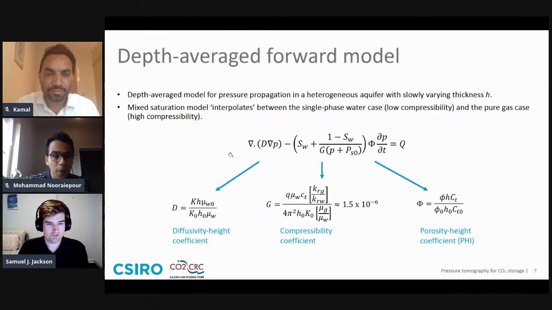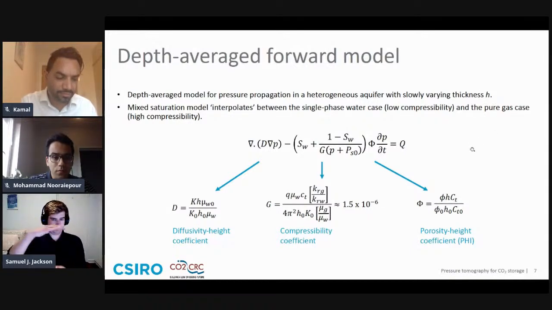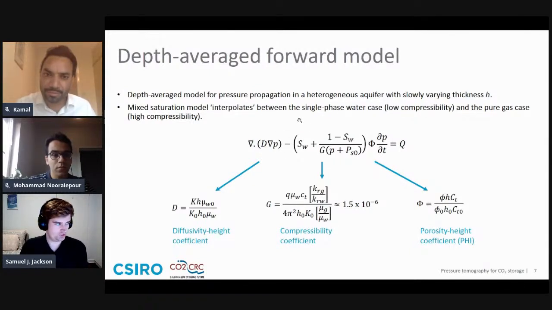So how do we actually do this inversion then? Well, it all starts with a forward model, as most inversions do. And this forward model is to track the pressure propagation in a heterogeneous aquifer with a slowly varying thickness. And this is depth averaged through the thickness of the aquifer. And this is often done in flow models when you have a very long, thin aquifer. And the model essentially interpolates between a single phase case where there's just water and the pure gas case when there's just CO2 in the domain.